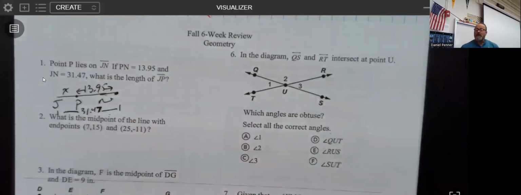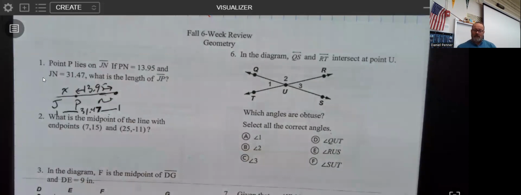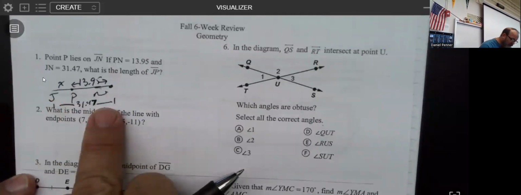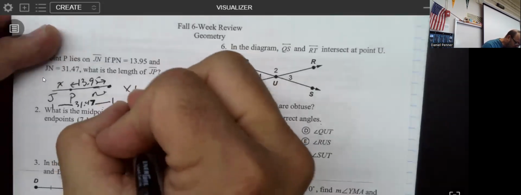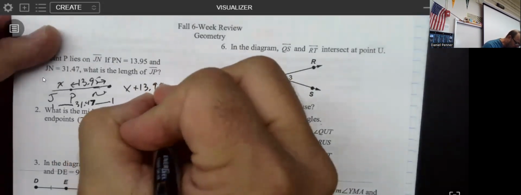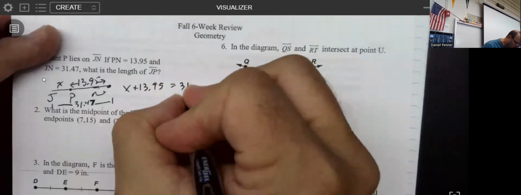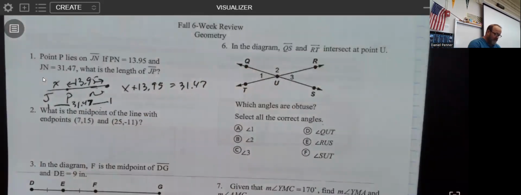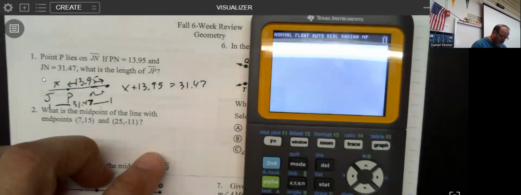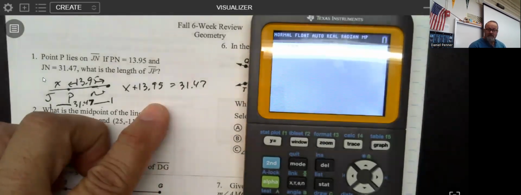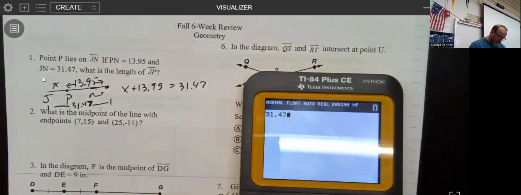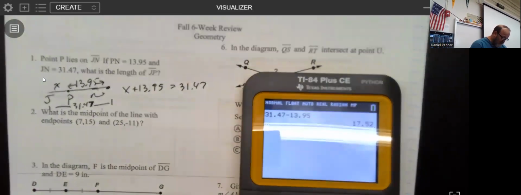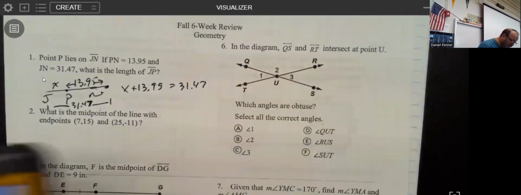So according to what we call the segment addition postulate, it says the left side plus the right side equals the whole thing. Then X plus 13.95 must be equal to 31.47. Well, that's going to be some pretty simple little mathematics. So let me just grab a calculator and take 31.47, and let's go ahead and subtract 13.95 from it. And I just found out that the length of JP is 17.52.